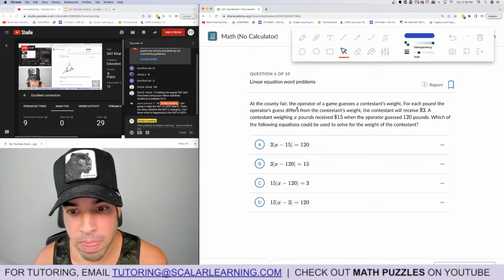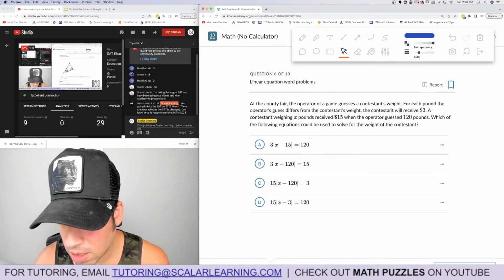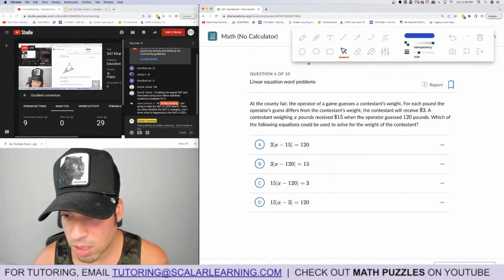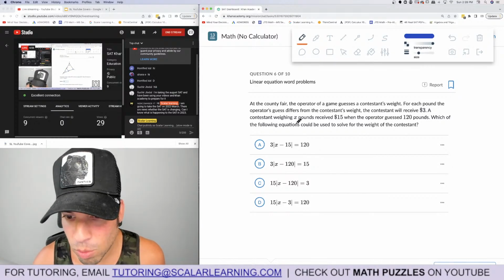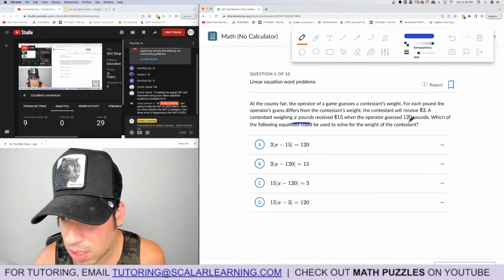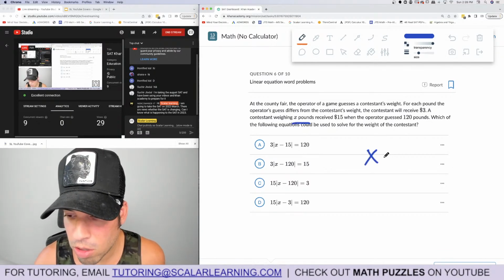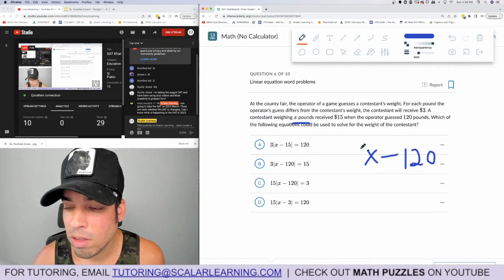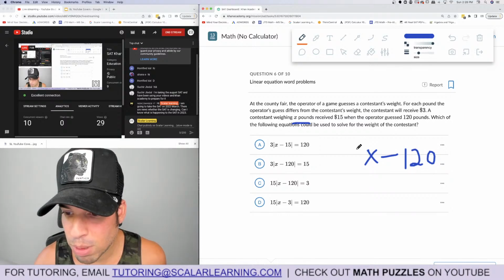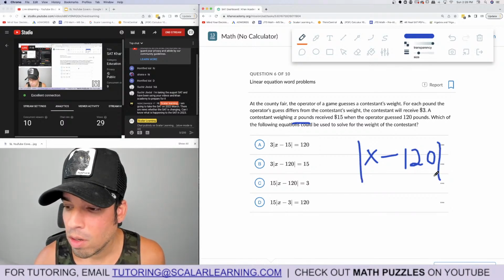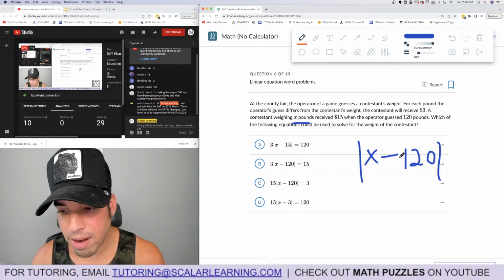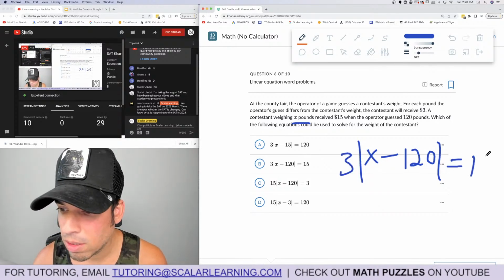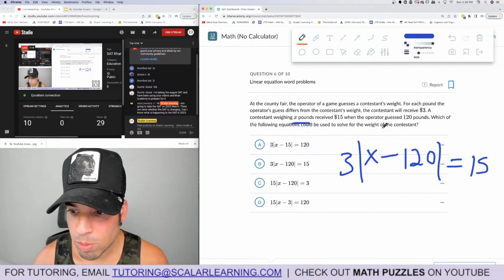Number 6, at the county's fair, the operator game guesses a contestant's weight. For each pound the operator guesses differs from the contestant's weight, the contestant receives $3. The contestant weighing X pounds receives $15 when the operator guessed 120. So he guessed 120, and he received $15. For every pound he was off, he'd multiply it by 3, and that was equal to 15. Which of the following equations can be used to solve the weight of the contestant?